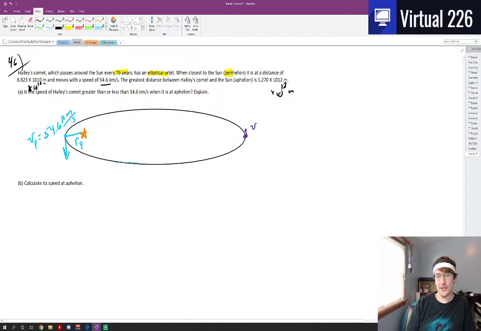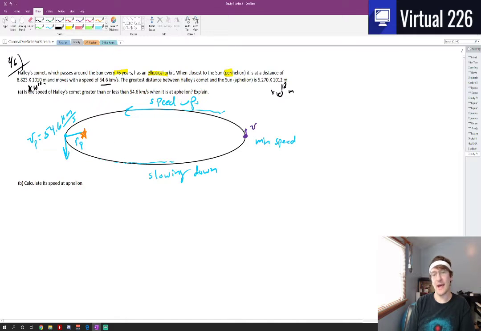And as it's falling out, it's like being thrown away from the sun. It's kind of like you throw a ball up. It's slowing down as it moves out until it gets to this furthest away point. And when it gets to the furthest away point, it has the minimum speed, and then it's going to fall back towards the sun where it will speed up. So when it gets out to this farthest point, it is going to have a lesser speed. It's actually going to be its minimum.